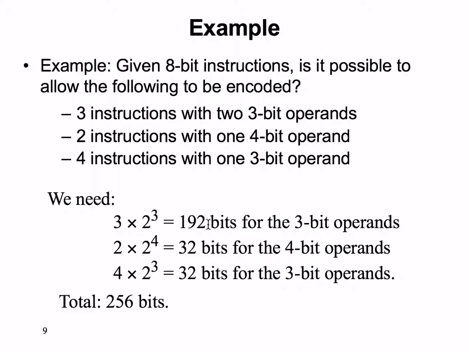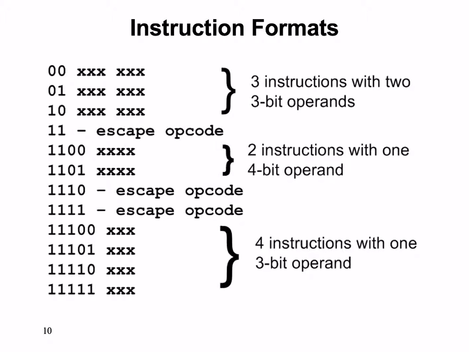So totally, when we add them up, we require 256 encodings in order to represent this instruction set. Basically 256 is equal to 2 power 8. So that is exactly the number of bits available to us. So here is how we can use the expanding code to form this instruction set.